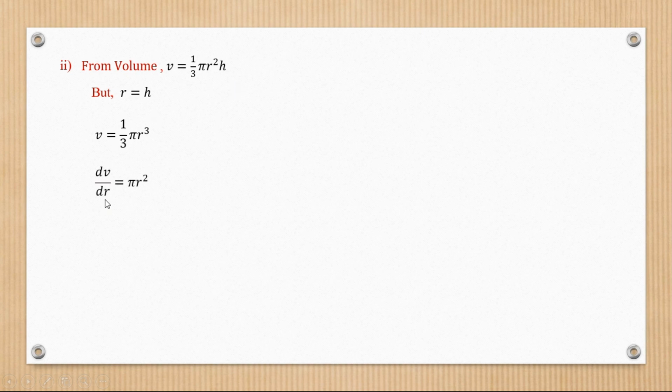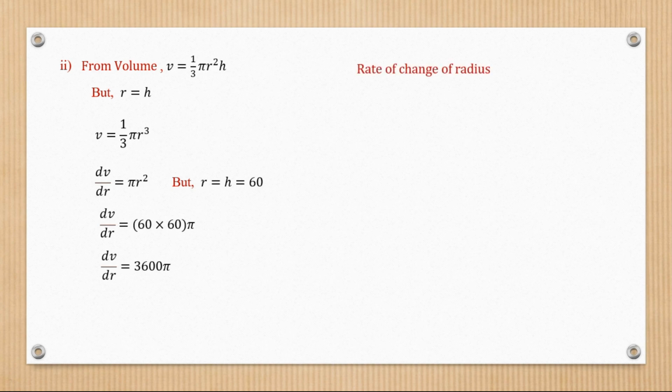So now if I differentiate this, I'll get dV/dr being equal to pi r squared. But remember that r is equal to h, so that means that the value of r is also 60. So plug that in, and I'll have 60 times 60, of which dV/dr shall be equal to 3600 pi. Now that I know that, I can find the rate of change of radius, which shall be dr/dt, which is dr/dV times dV/dt, because there is a relationship between radius and change in volume in this case.